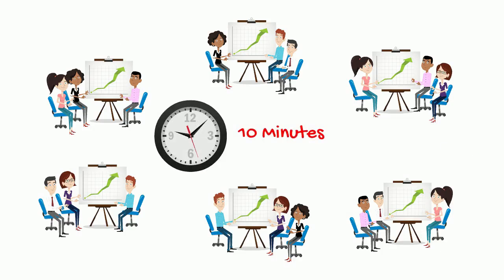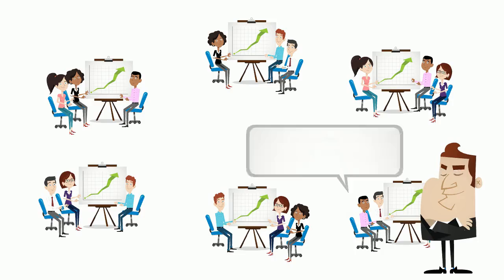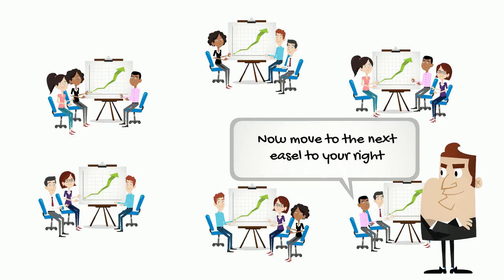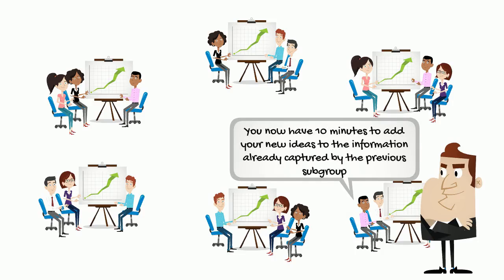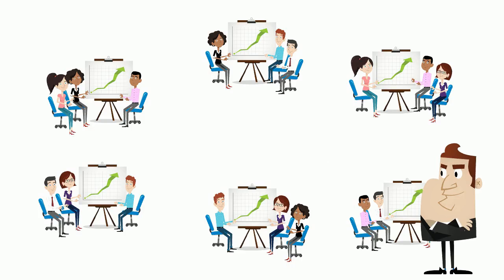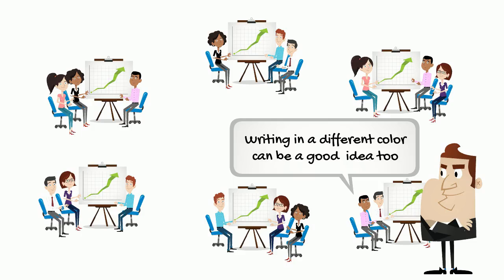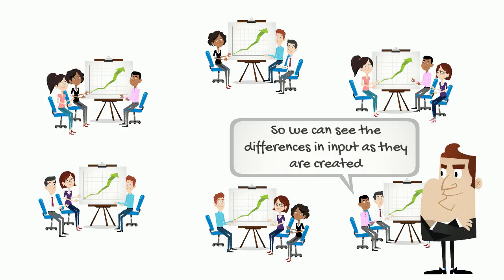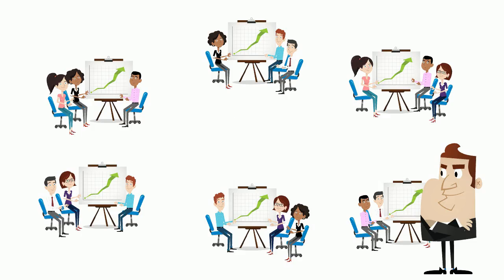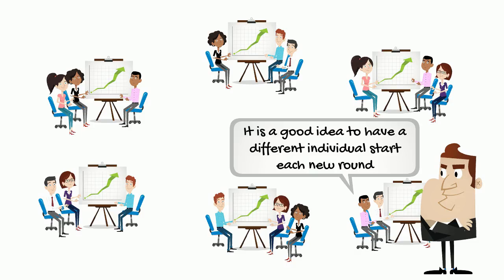After this first 10 minutes, regardless of whether they've finished, tell the subgroups to move to the next easel to their right. Tell them that they now have 10 minutes to add their new ideas to the information already captured by the previous subgroup. If they agree with any statements already on the sheet, they should again make a check mark against these. Having each group write in a different colour can be a good idea, so you can see the differences in input as they are created. It is a good idea for each group to have a different individual start the process for each round.